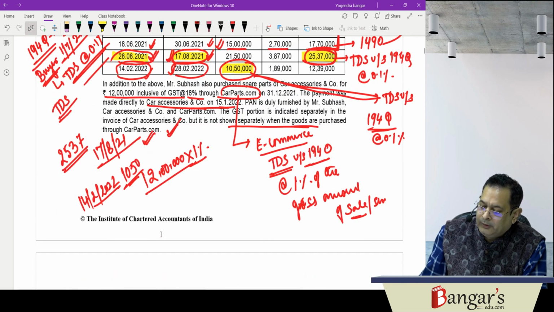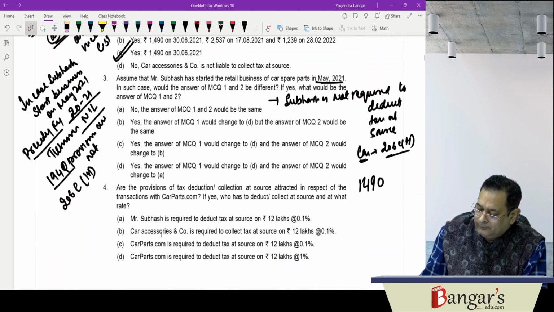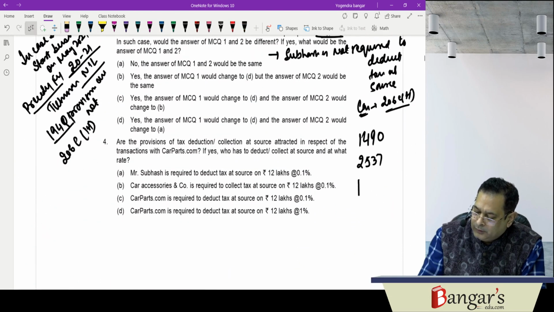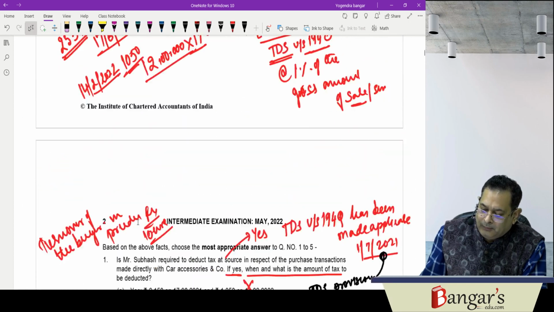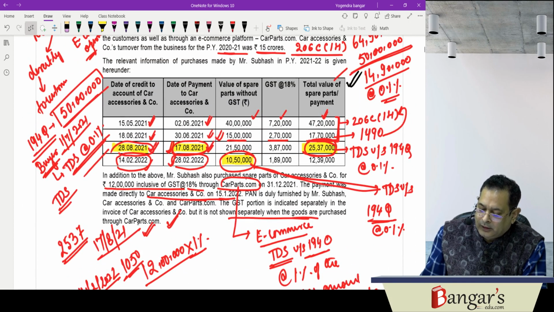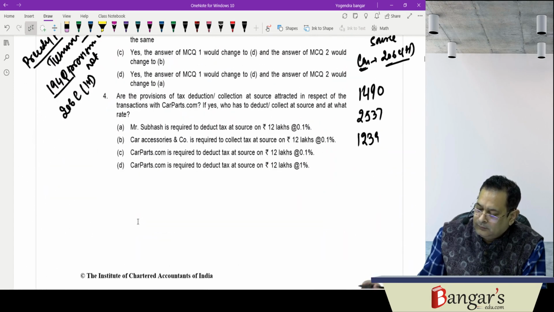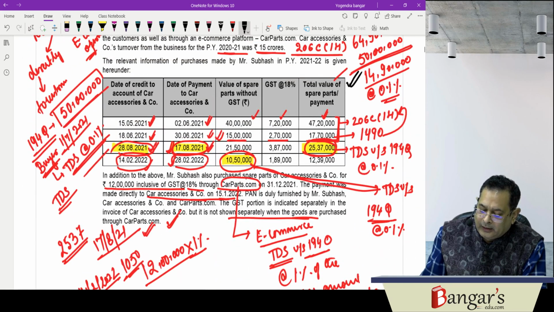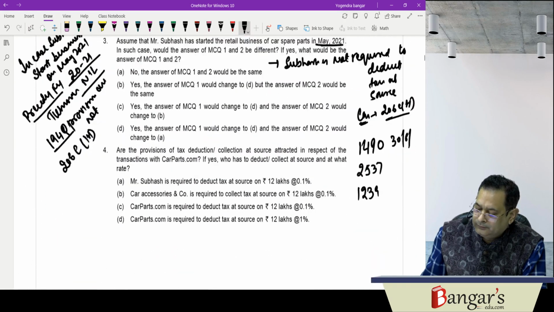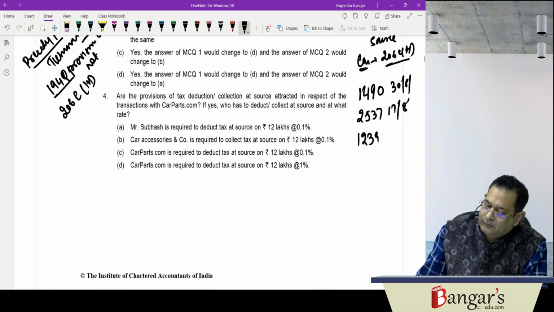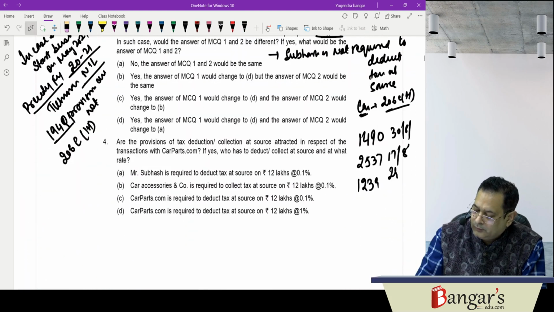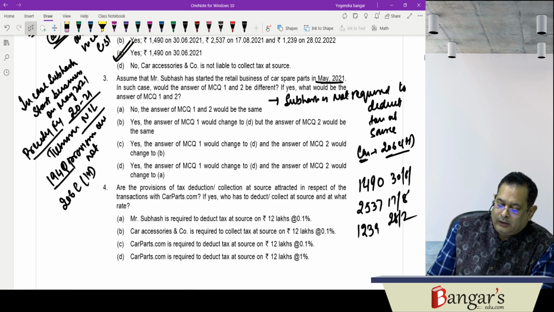Then it will be 2537. And then it will be 1239. At the time of payment, payment is made on which dates? 36/21 at the time of making payment, and 17/8. Then it is 28/2. So they say no, the answer in MCQ 1 and 2 would be the same.